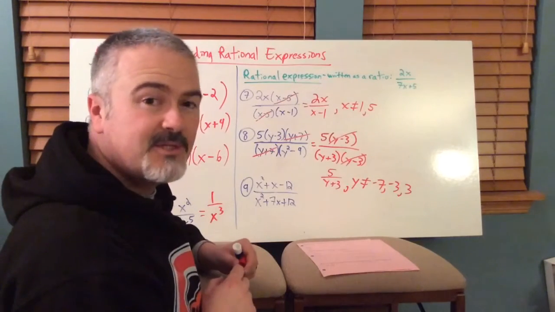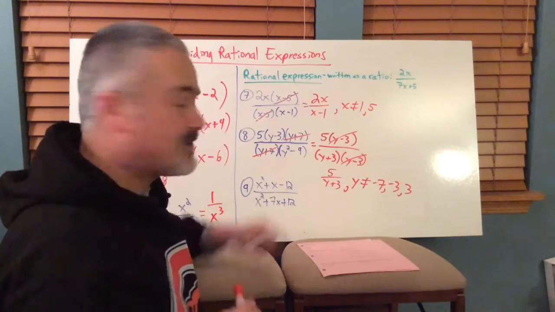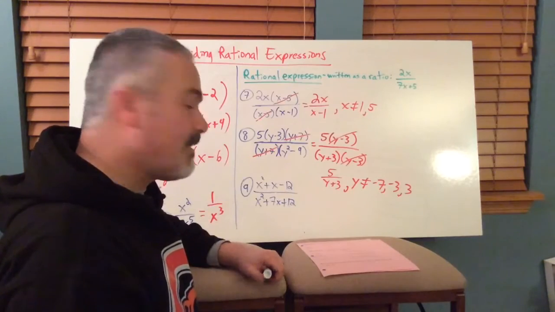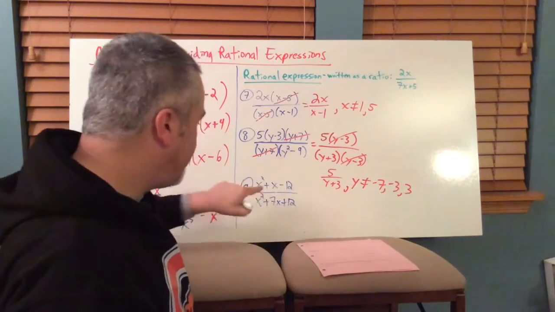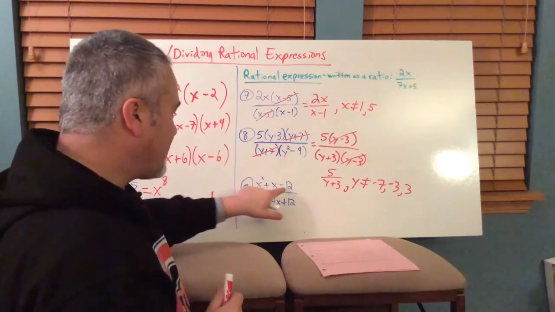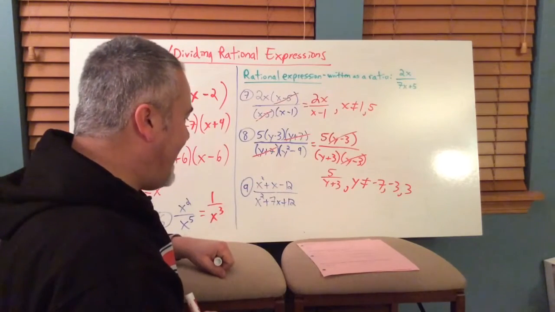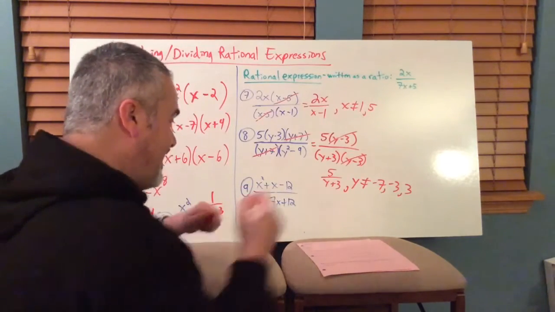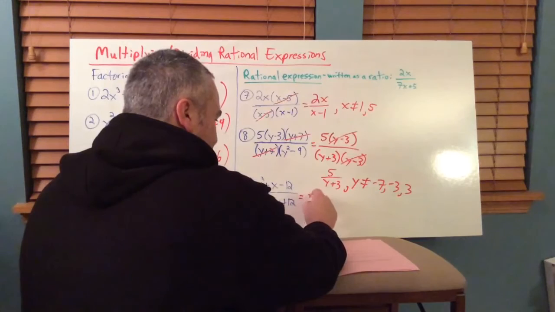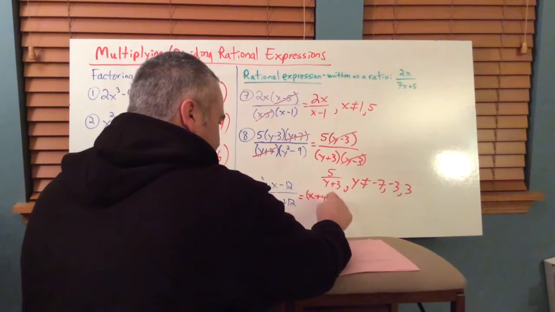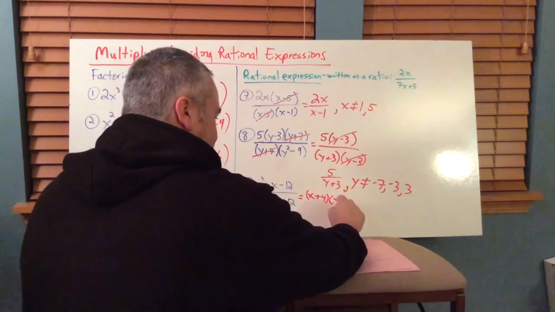Moving on to number 9, there's two different quadratics that you have to factor. The top one, what multiplies to give you -12 and adds to be 1? That would be x plus 4 times x minus 3.